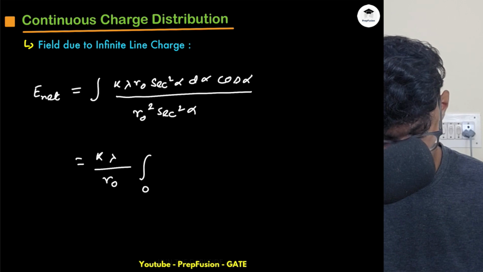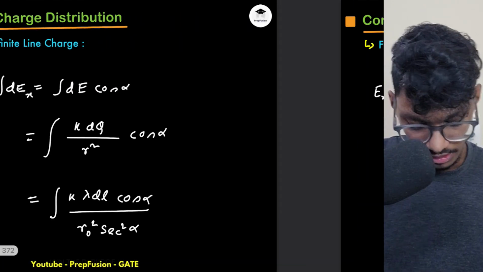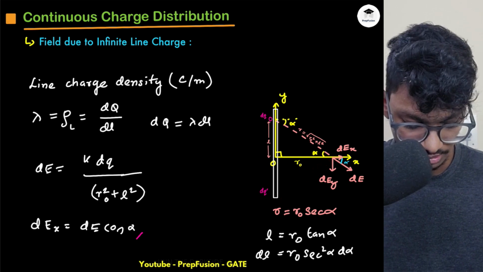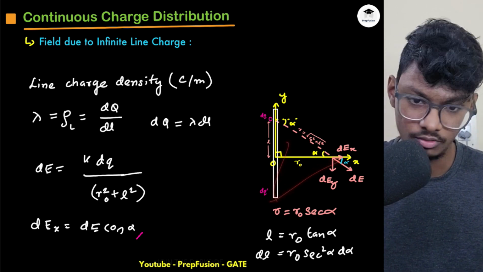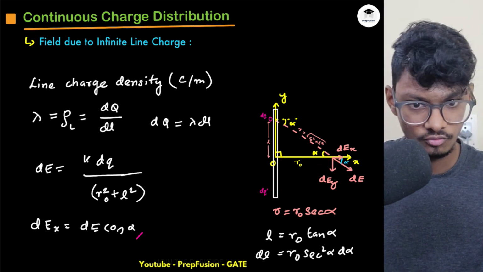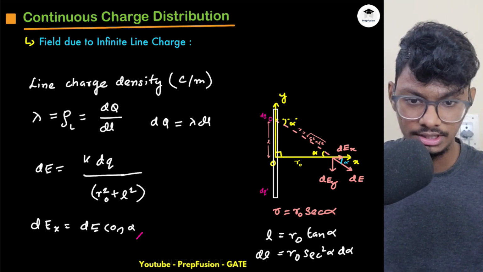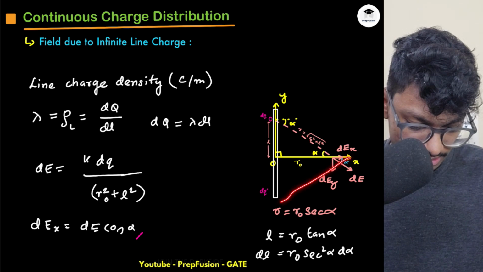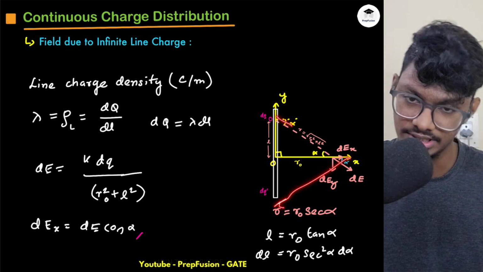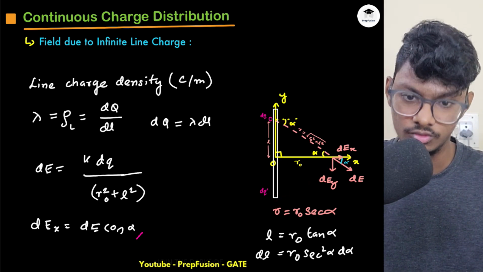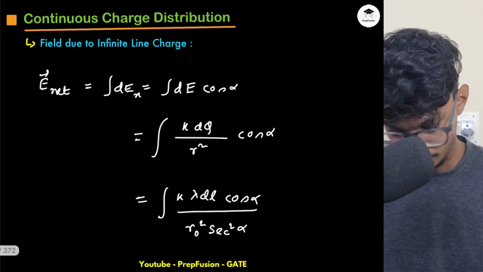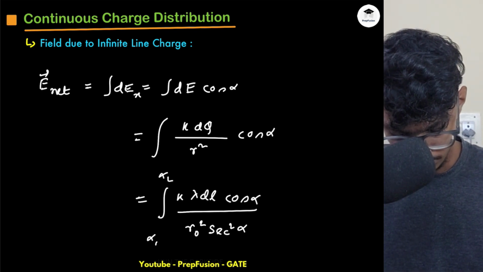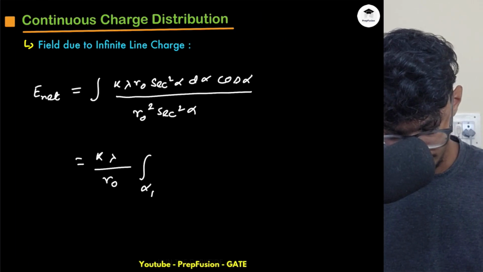I will integrate from alpha equals to what? Alpha can be anything. Let's say I will start from here to here. I can go from anywhere, right? So what should be the limits basically? Let's name this angle as alpha 1 and let's name this angle as alpha 2. So we'll go from alpha 1 to alpha 2.